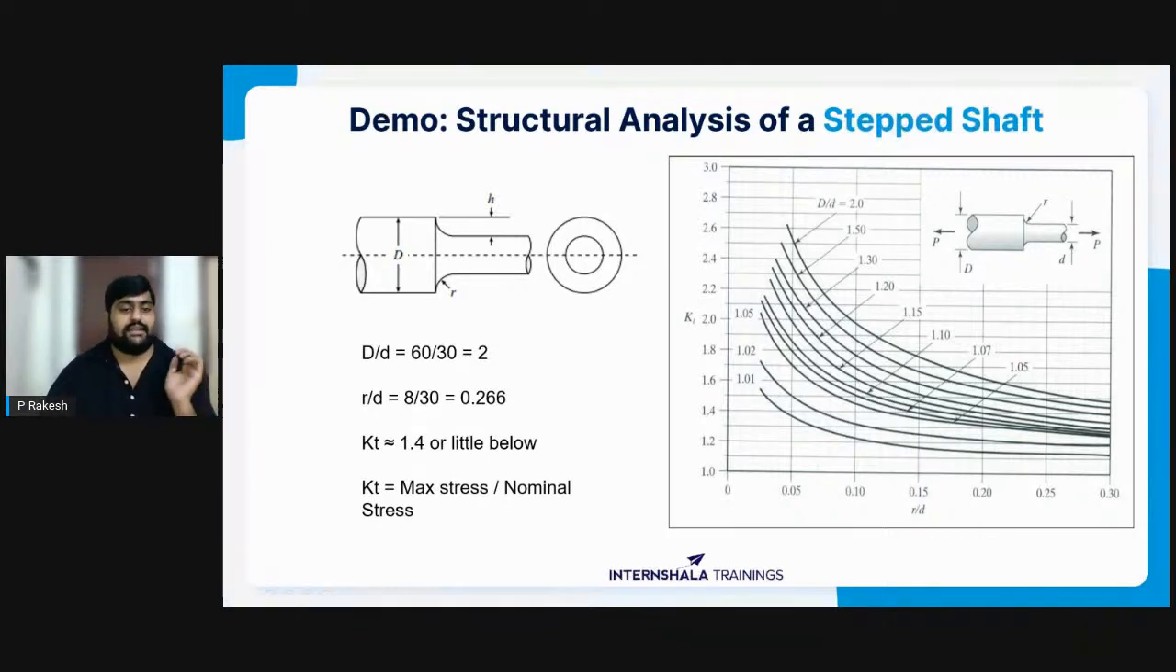Okay, that is fine. Next, you will find the D by d ratio, that is the larger diameter by the smaller diameter ratio, which is nothing but 2. And you will also find the radius by diameter ratio, which is nothing but 0.22.